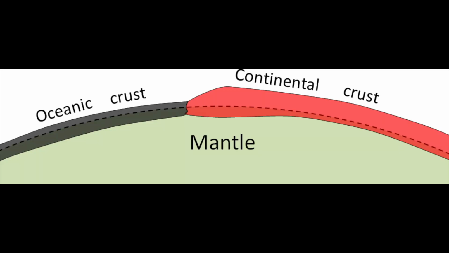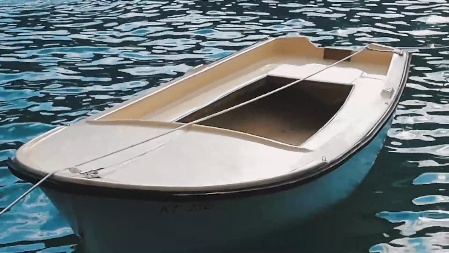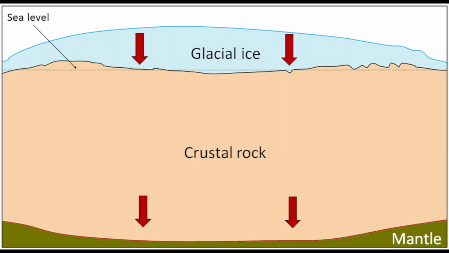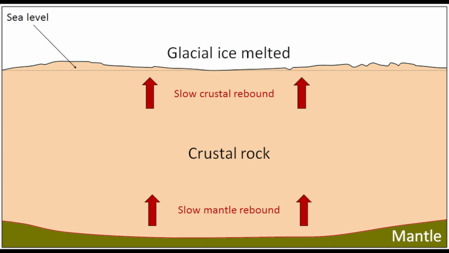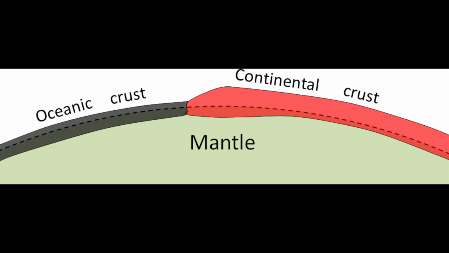Isostasy. The plastic nature of the mantle, which allows for mantle convection, also determines the nature of the relationship between the crust and the mantle. The crust floats on the mantle in an isostatic relationship, like a boat on the water. Where the crust becomes thicker because of mountain building or accumulates glacial ice, it pushes farther down into the mantle. When glacial ice melts, the crust rebounds. Isostatic rebound is currently happening in the Michigan Basin. Oceanic crust, being heavier than continental crust, floats lower on the mantle.